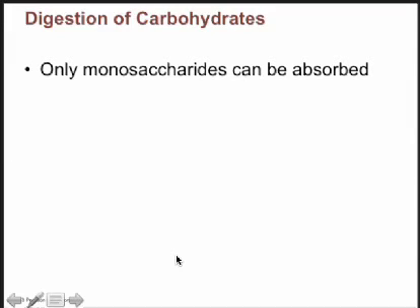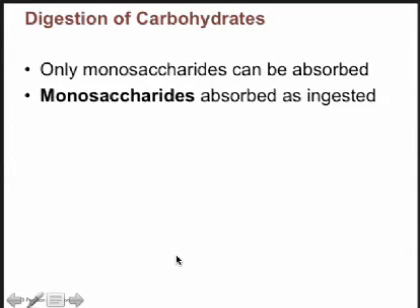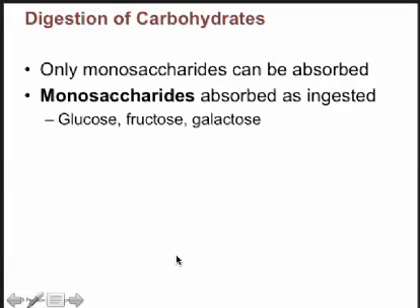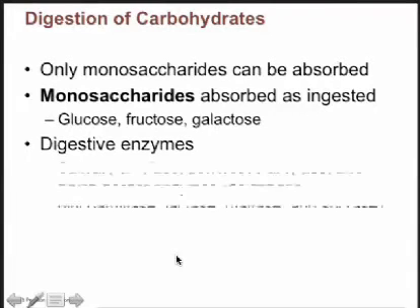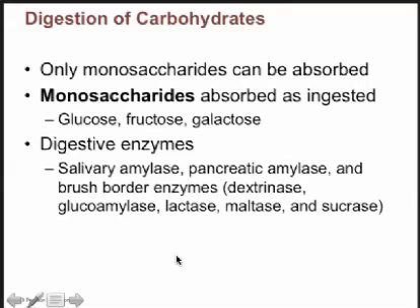Only monosaccharides can be absorbed if we're considering carbohydrate digestion. They are absorbed directly as ingested. Examples include glucose, fructose, and galactose. Digestive enzymes such as salivary and pancreatic amylase and the brush border enzymes dextranase, glucoamylase, lactase, maltase, and sucrase help to break down polysaccharides. Okay? In the case of lactase, maltase, and sucrase, what we're breaking down are disaccharides, and in the case of these other enzymes, we're breaking down polysaccharides, basically more than two sugar molecules hooked to each other.